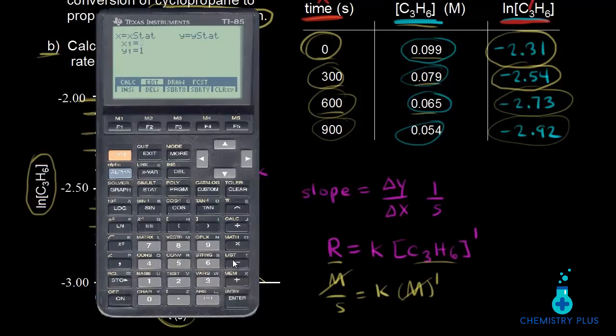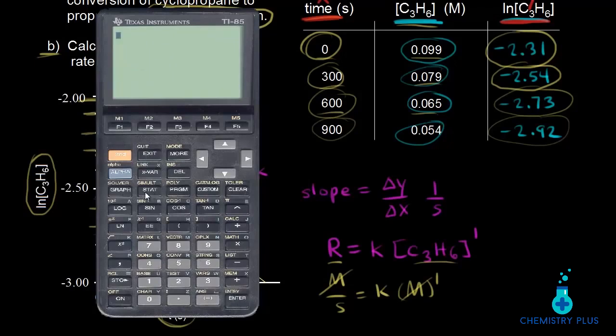All right, so when x is equal to 0, y is equal to negative 2.31. Next, when time is equal to 300 seconds, when x is equal to 300, y is equal to negative 2.54. When time is equal to 600, y is equal to negative 2.73. And then finally, one more point, when time is equal to 900, y is equal to negative 2.92. So we have all of our data in there now.